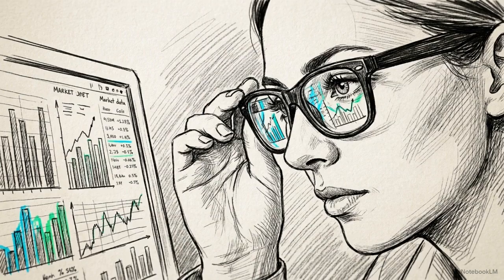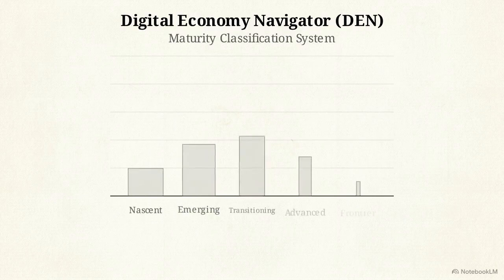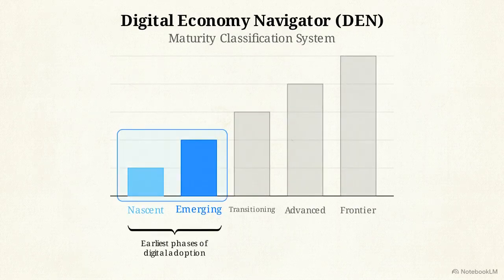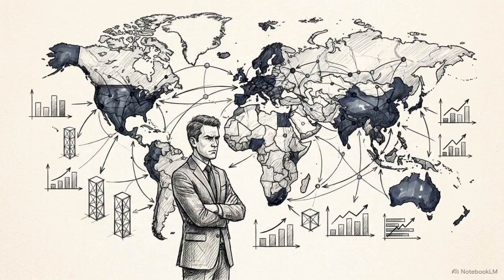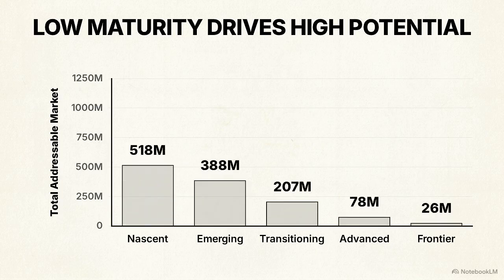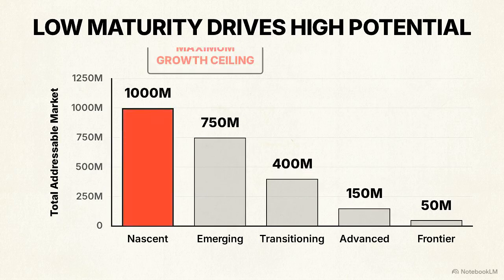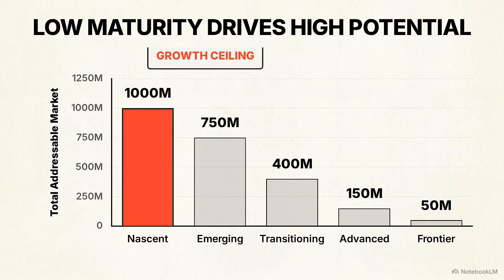Step 2 is locating the right market by checking the index's designated maturity levels. The index categorizes countries into stages, starting with nascent and emerging for those in the earliest phases of digital adoption. It is easy to look at a lower maturity score and assume the region is too underdeveloped for investment. This chart illustrates the opposite reality. A lower current maturity level directly correlates with a higher total addressable market. These are the regions with the highest possible growth ceilings for early-stage tech.